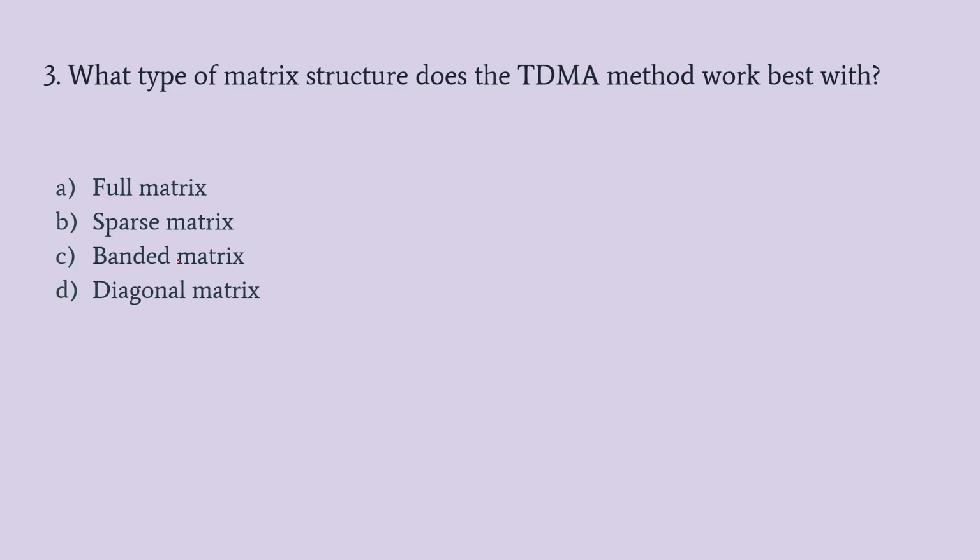Again, another question on the TDMA method. What type of matrix structure does the TDMA method work best with? Options are full matrix, sparse matrix, banded matrix, and diagonal matrix. You can try to answer the question. It's very easy compared to the first two questions. Try to answer the question.